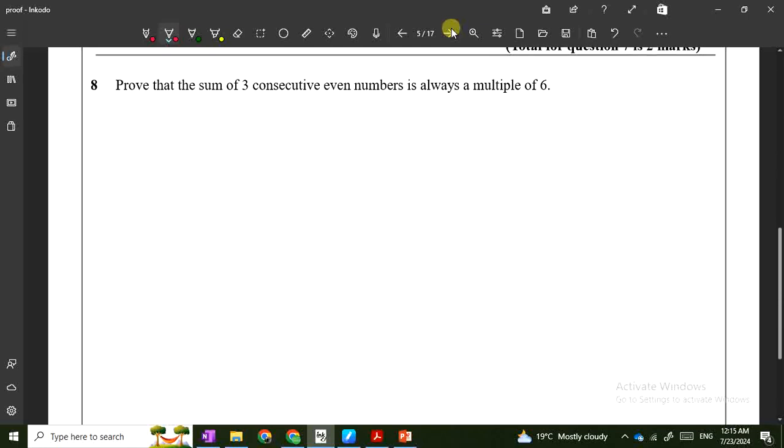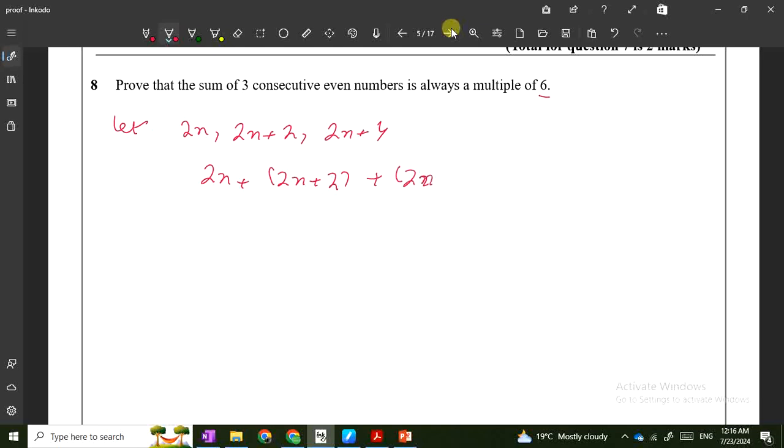Okay, so the next question is prove that the sum of three consecutive even numbers is always a multiple of 6. So let 2n, 2n plus 2 and 2n plus 4 be three consecutive even numbers. So if you add them, 2n plus 2n plus 2 plus 2n plus 4, so 2n plus 2n plus 2n will be 6n. So 2 plus 4 is 6, so we can take 6 out, and you can see it's a multiple of 6. So the proof is done.